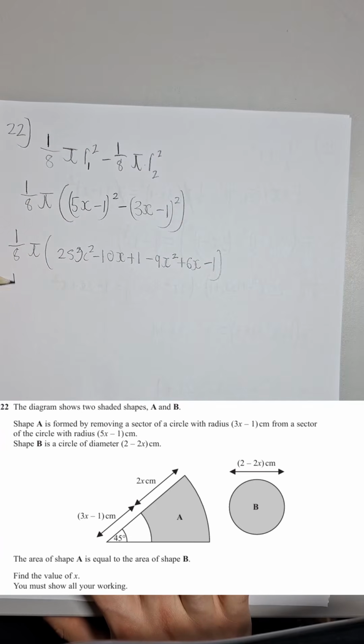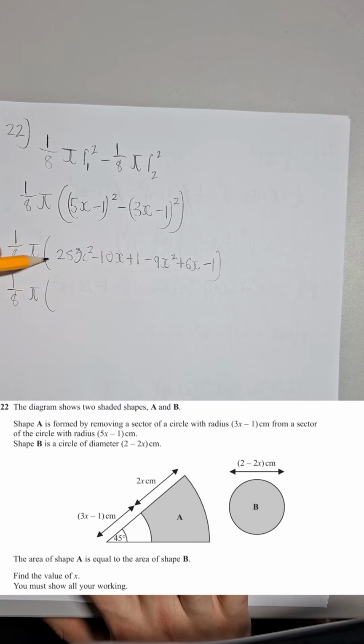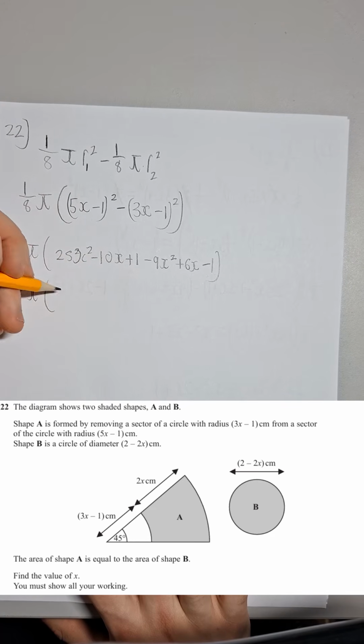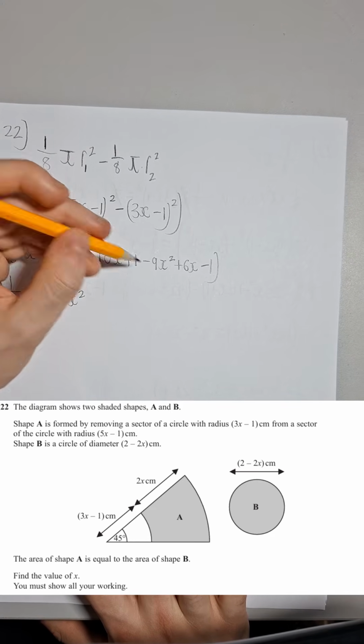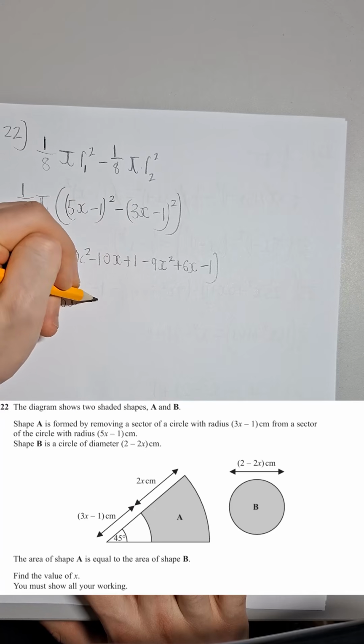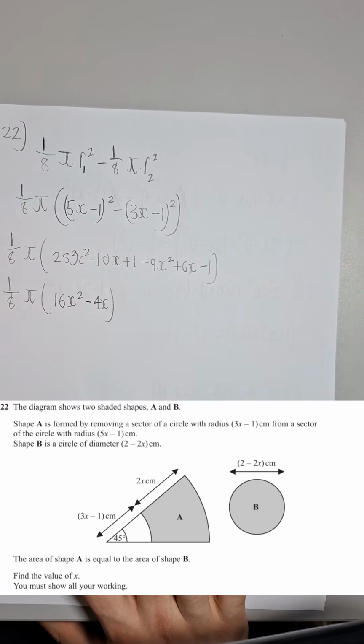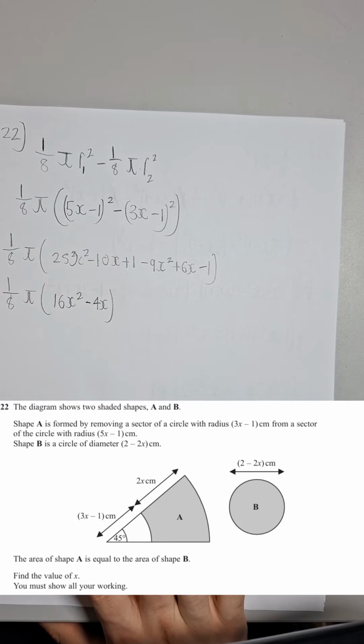And then we just do a bit of simplifying. 1 over 8 pi. Combine like terms, 25 minus 9 equals 16. Minus 10 plus 6 is minus 4x, and then the 1's cancel out. So that's the area of A. Then, I'm just going to label that the little A part.